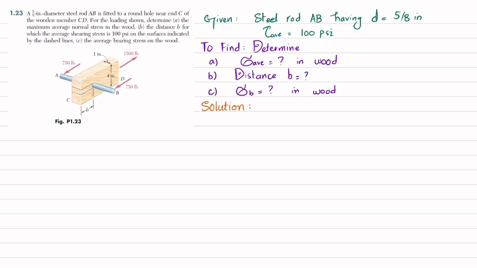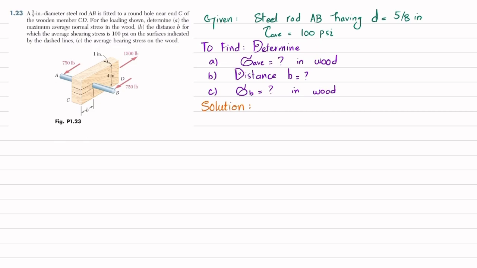So from this figure you can see this is the wood and this is rod AB that is made of steel. The load on this rod is 750 and 750, and here there is a load of 1500 pounds, which causes tension in this wooden piece. It will be like this one. Clear? So what we have to find is the average normal stress in the wood, and this distance, the dash line, is given. We have to find this b for which shearing stress is 100 psi, and the bearing stress in the wood. So let's start with the solution.